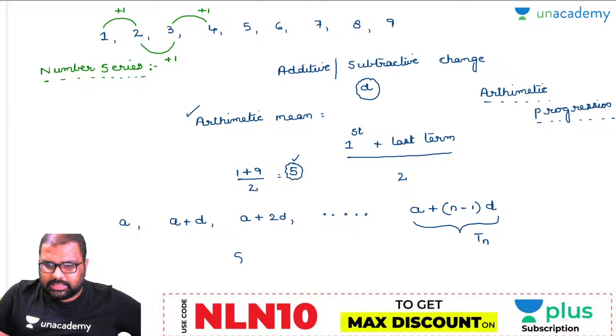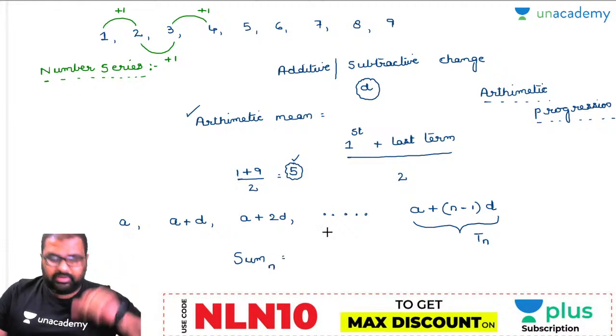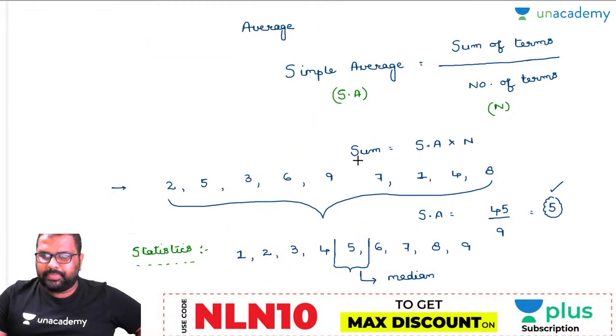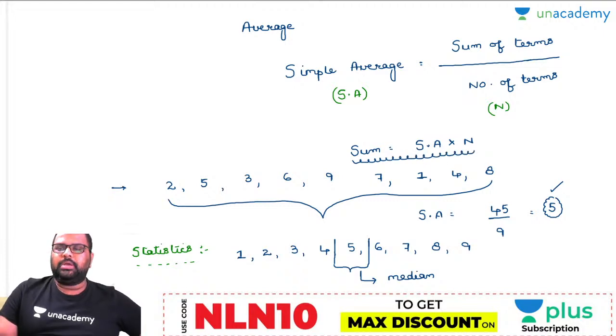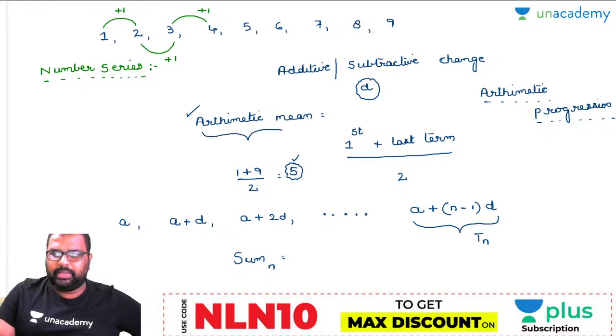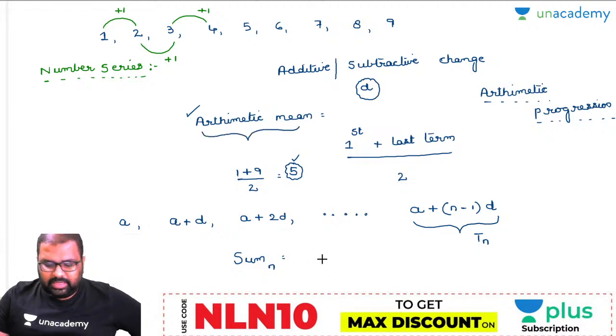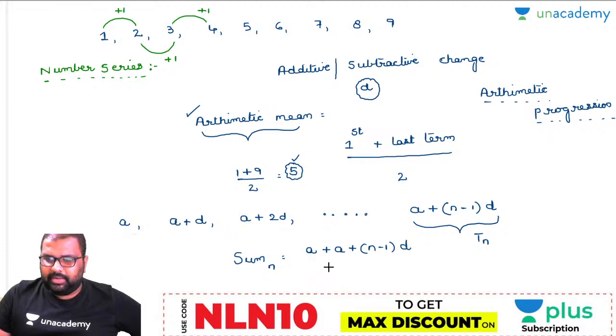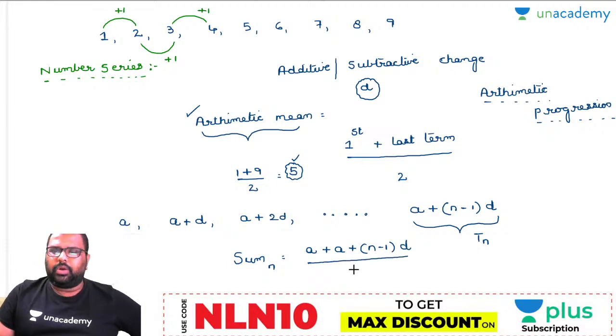Now, can I write it down like this? Sum is equal to the sum of n terms in an arithmetic progression. Already you have done this in the previous slide. How to find the sum? Sum is equal to simple average into number of terms. Now, in arithmetic progression, you call the same thing arithmetic mean. So in the place of simple average, write arithmetic mean. What is your arithmetic mean? First term plus last term divided by 2. What is your first term? A. What is your last term? A plus n minus 1 into D. Am I right or wrong?